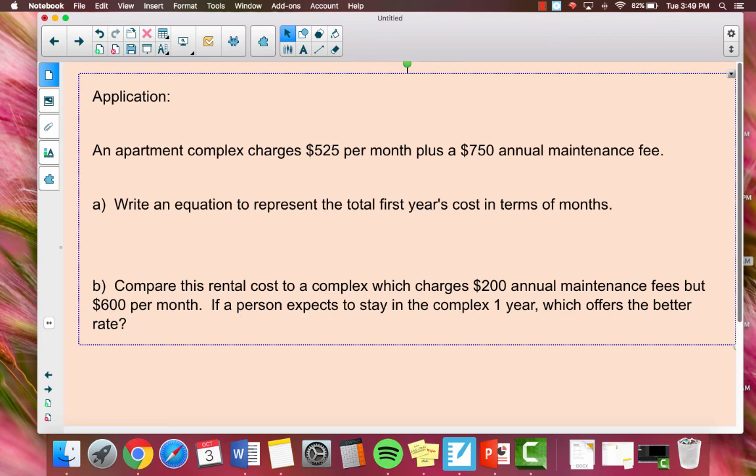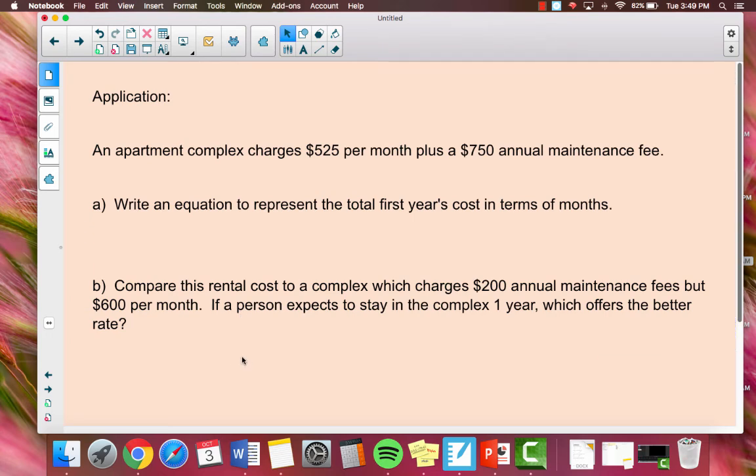So here, it's a good application problem. It says an apartment complex charges $525 per month plus a $750 annual maintenance fee. So in part A, it says write an equation to represent the total first year's cost in terms of months. So if we're going to set up an equation for this, we need some variables. The first might be the total cost. So C equals the total cost. And maybe we say M equals the number of months.